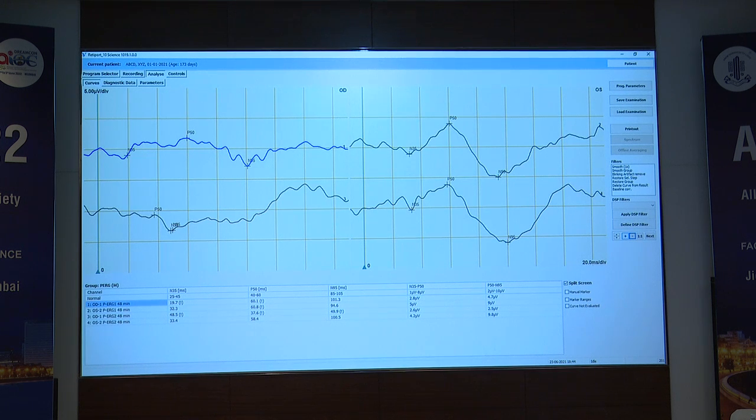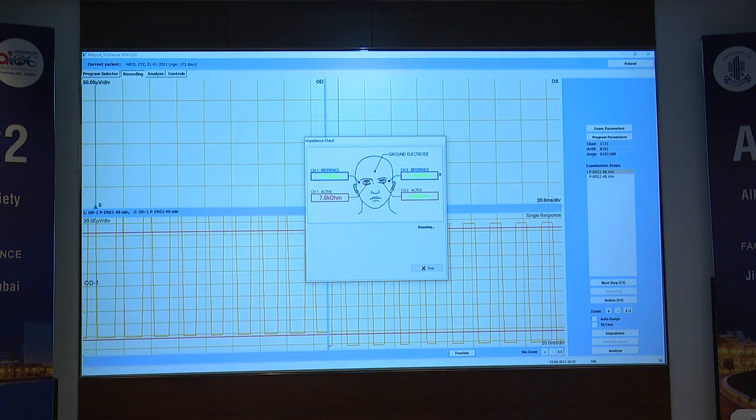And when we do that, we see for the left eye, we get a very proper P50 and a normal N95 wave. Similar is not the case with the right eye. We get a very erratic wave over here. So what can be the cause? So we go back and check the impedance value, and we see that in the right eye, the active electrode's impedance is high, and that is the cause for an erratic wave. So we correct that.